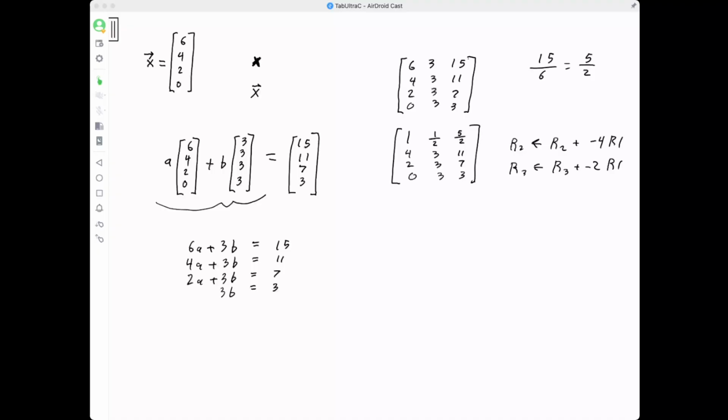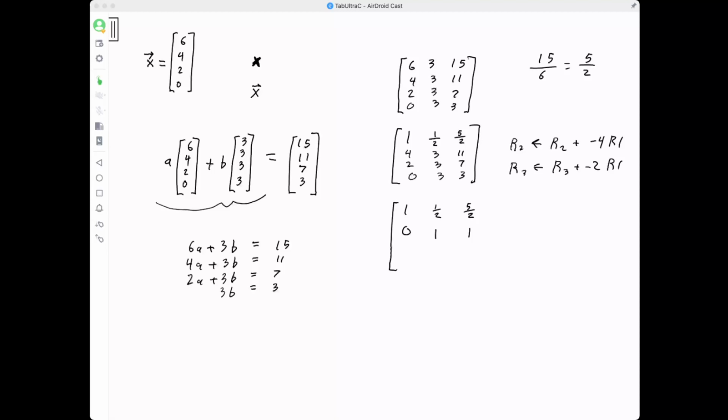And what that gives me is that first row stays the same, 1, 1/2, 5/2. The second row, I get 4 plus 1 times -4, which is 4 plus -4, which is 0. And then I get 3 plus negative 4 times 1/2, which is 3 plus a negative 2, which is 1. And 11 plus negative 4 times 5/2 is 11 plus a negative 10, which is 1.